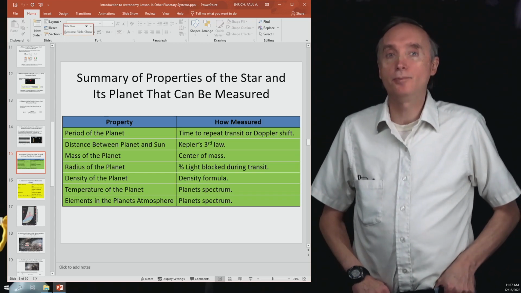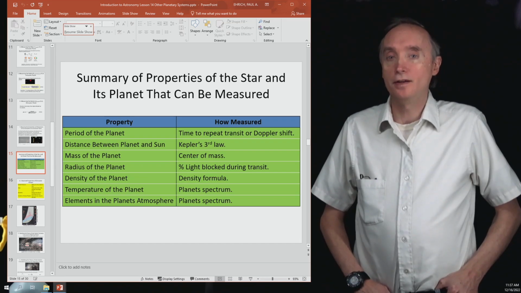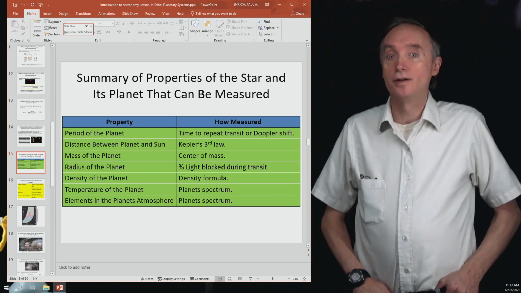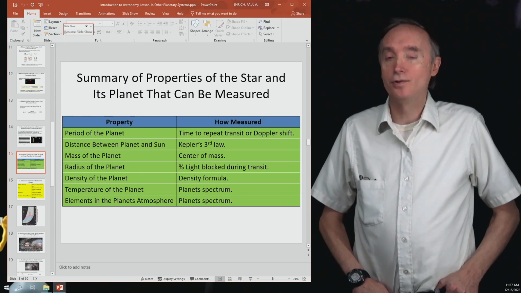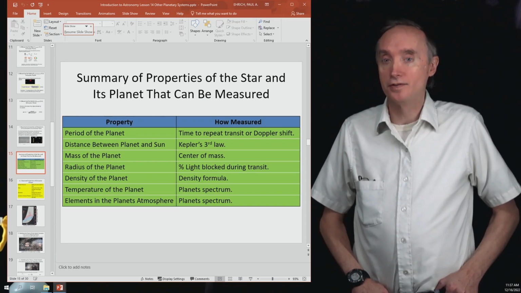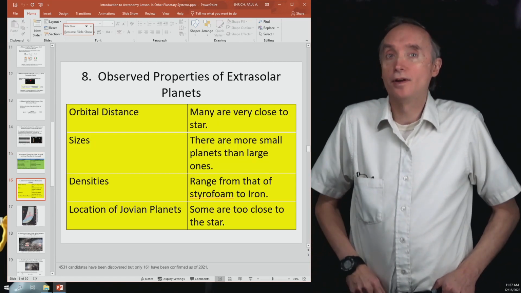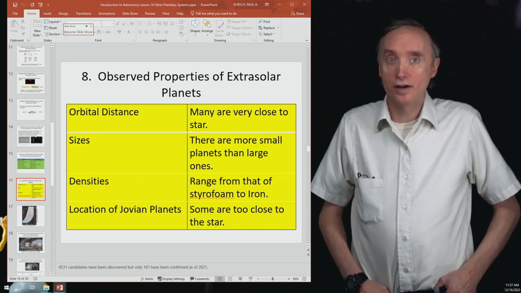Hello. In the previous segments, we have now learned how to measure the period of an extrasolar planet, the distance between that planet and its star, the mass of that planet, the radius of that planet, the density of that planet, the temperature of that planet, and what elements are found in its atmosphere. So now that we know how to do this, what exactly have we found out?